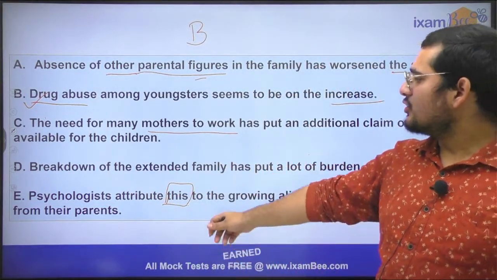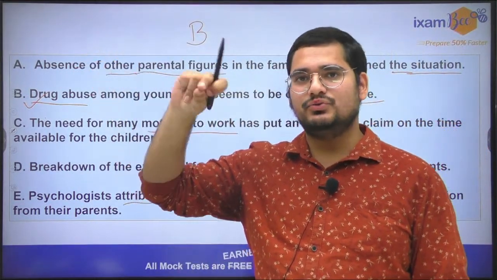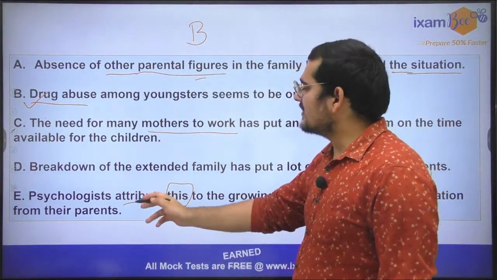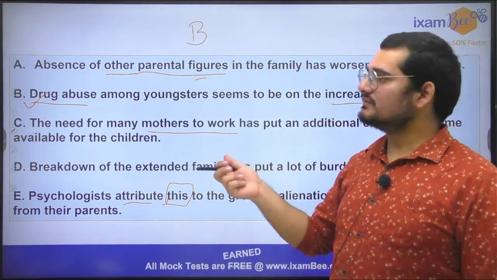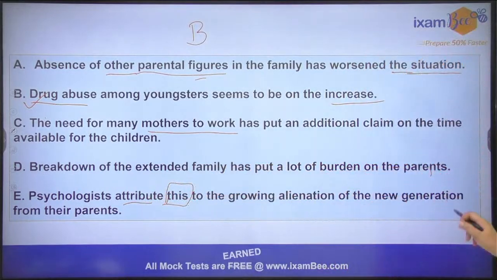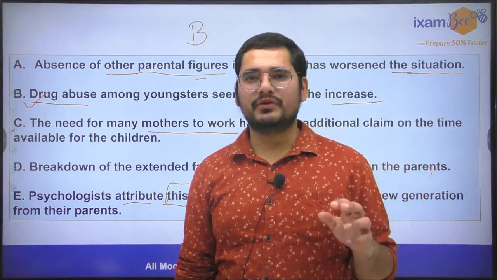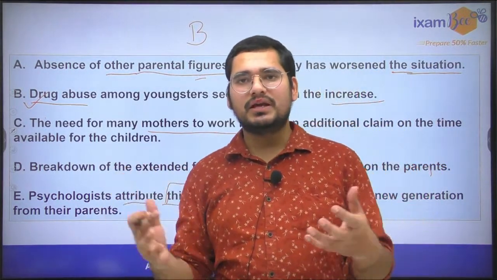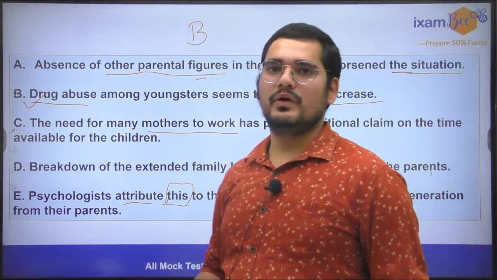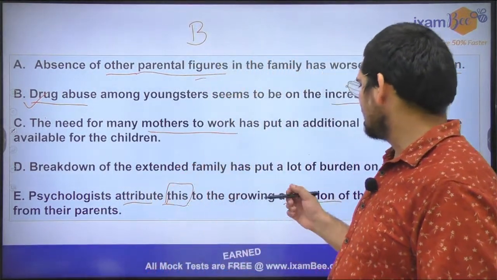E. Psychologists attribute. The word attribute means what? To find a cause, right, to find a cause, the cause behind a specific behavior. So what cause do psychologists believe is behind this drug abuse, what do they attribute it to? This to the growing alienation of the new generation from their parents. So what is happening here is that between the new generation and the parents there is a gap. Alienation means what, loneliness, a separation. You live separately.